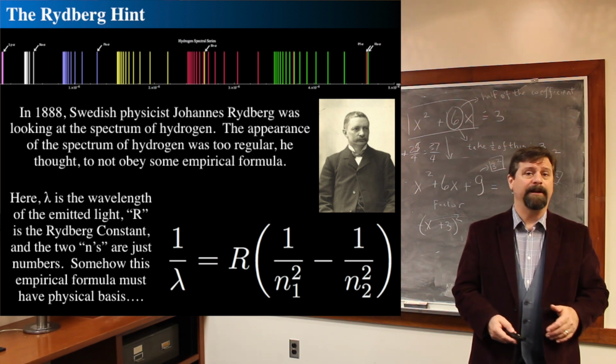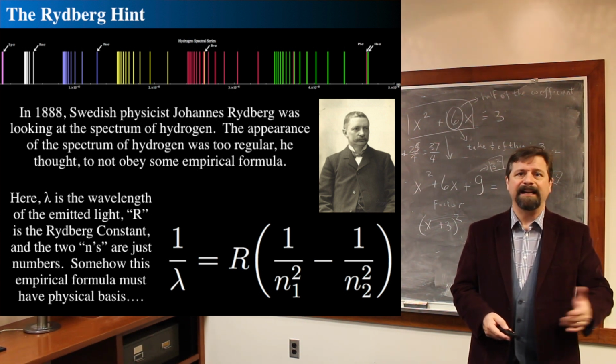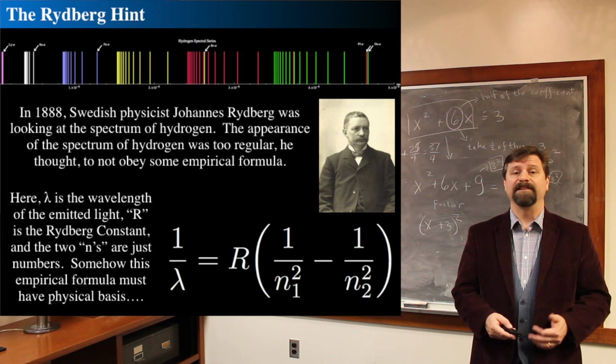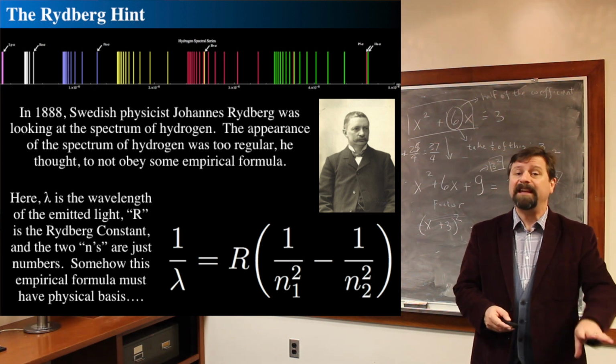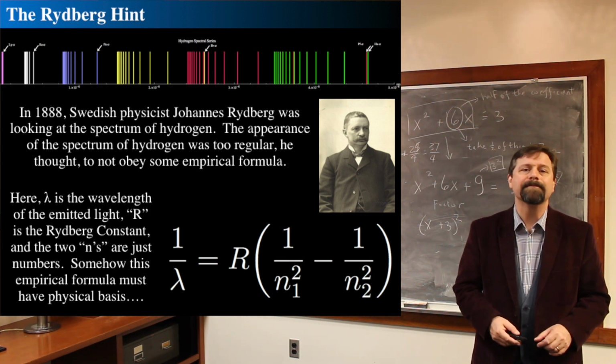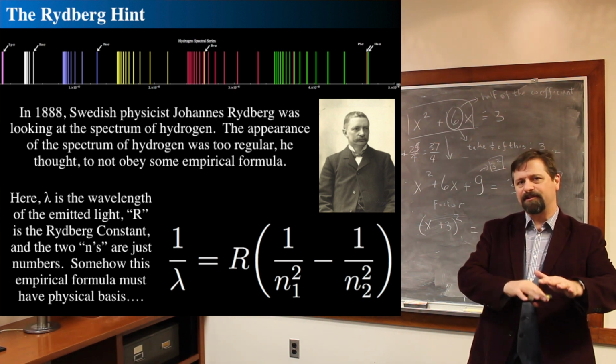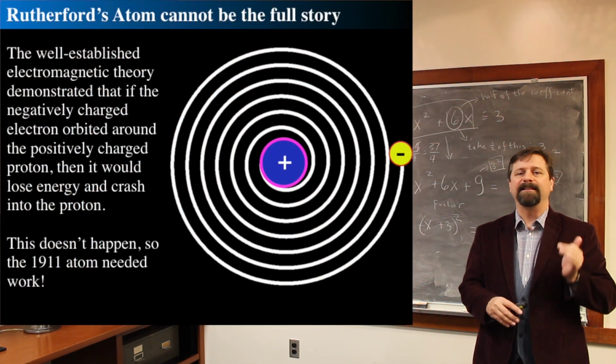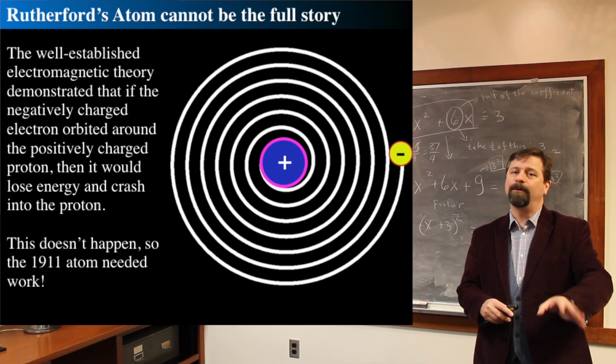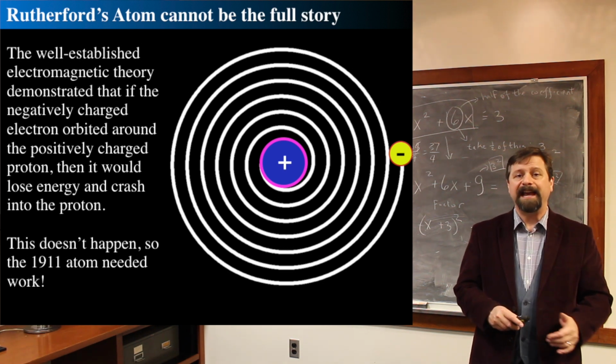So many things were happening right around the turn of the 19th and 20th century in terms of modern physics. It's astonishing. But Rydberg's hint gives us a little bit of a clue. All right, so let's go forward in time from 1888 to 1911. And 1911 is when Rutherford came up with his concept for the atom.